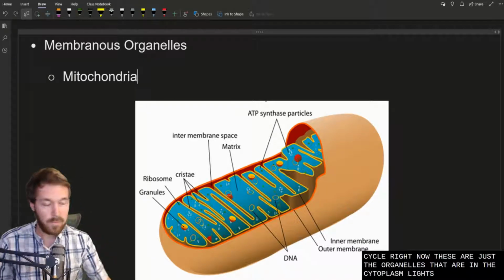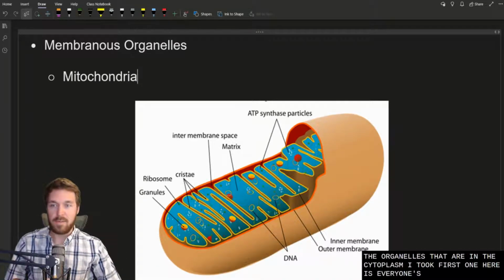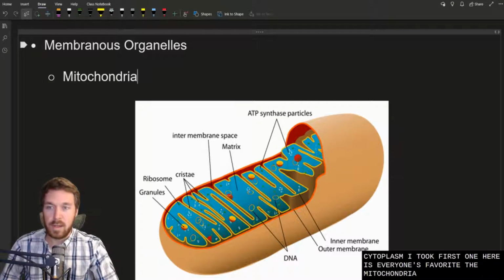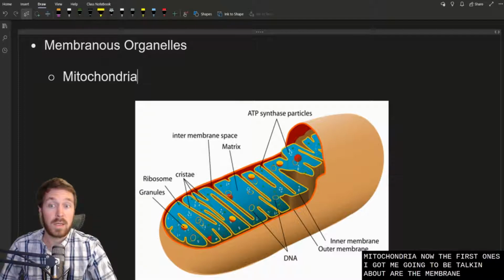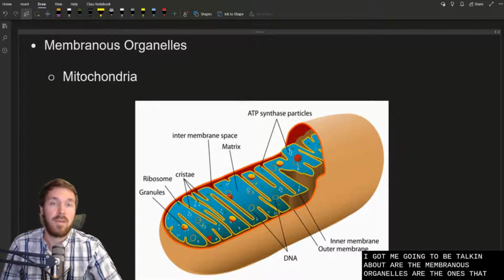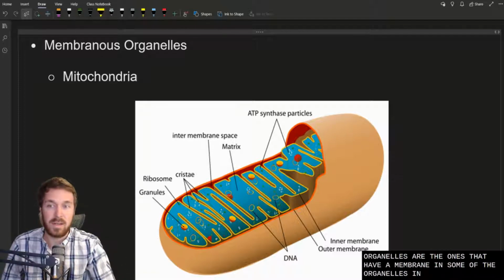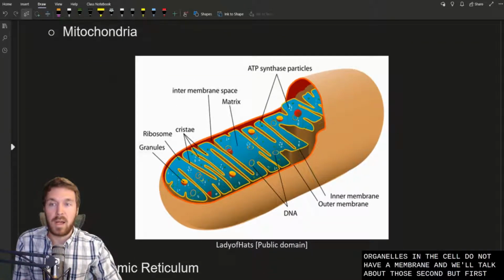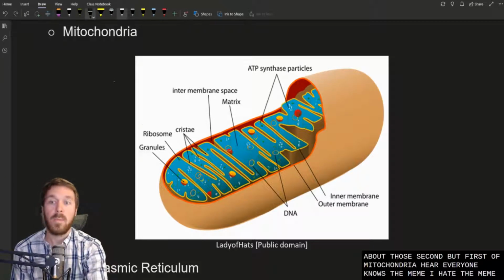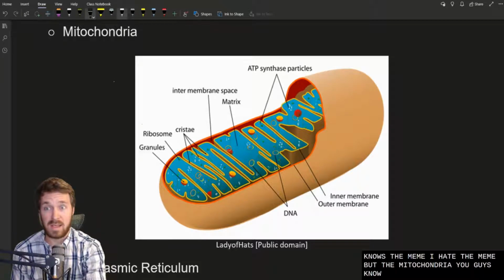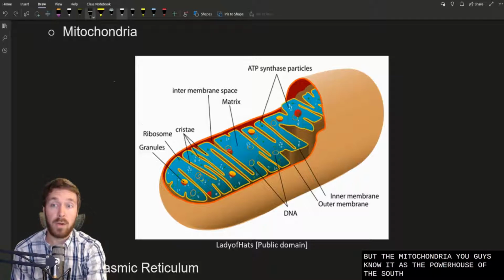All right, so first one here is everyone's favorite, the mitochondria. Now, the first ones I'm going to be talking about are the membranous organelles, or the ones that have a membrane. Some of the organelles in the cell do not have a membrane, and we'll talk about those second. All right, but first the mitochondria here. Everyone knows the meme. I hate the meme, but the mitochondria, you guys know it as the powerhouse of the cell. Why do I hate that?